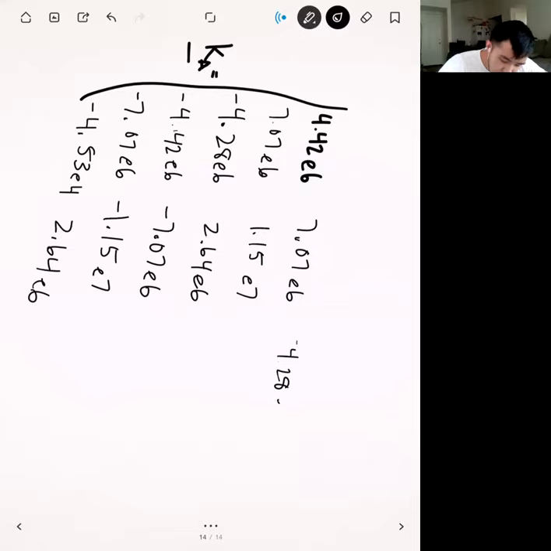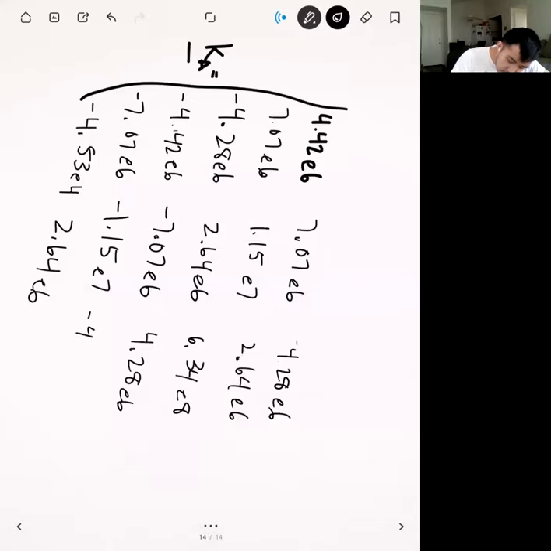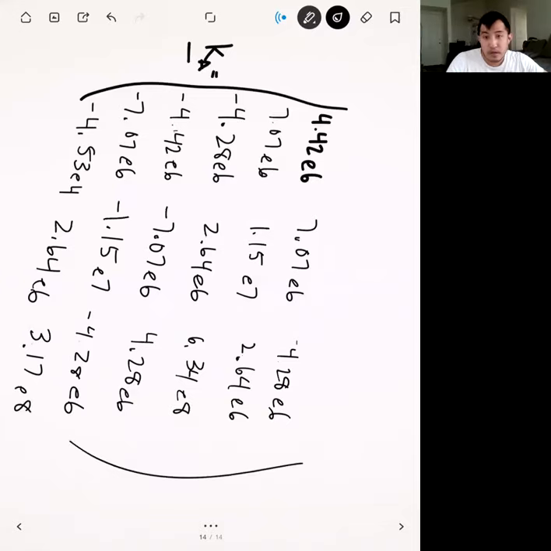Minus 4.28 E6, 2.64 E6, okay. 6.34 E8, 4.28 E6, minus 4.28 E6, 3.17 E8. Okay. All right. So I know it's sideways, but you can imagine that this goes on just like that.